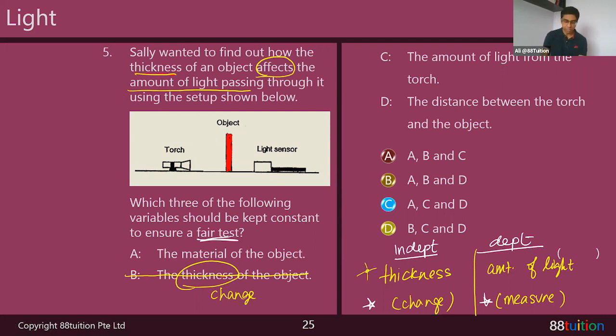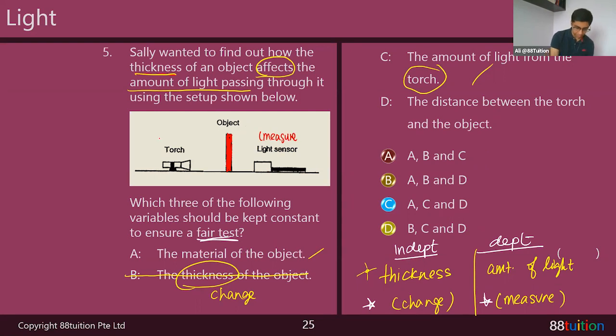The rest: the material of the object, that amount of light from the torch, okay? Some of you chose C as it must be measured. This is measured. No, this is not what you measure. You measure here. So let's look at the diagram. All of you look at the left-hand side. This is where you measure the light sensor.